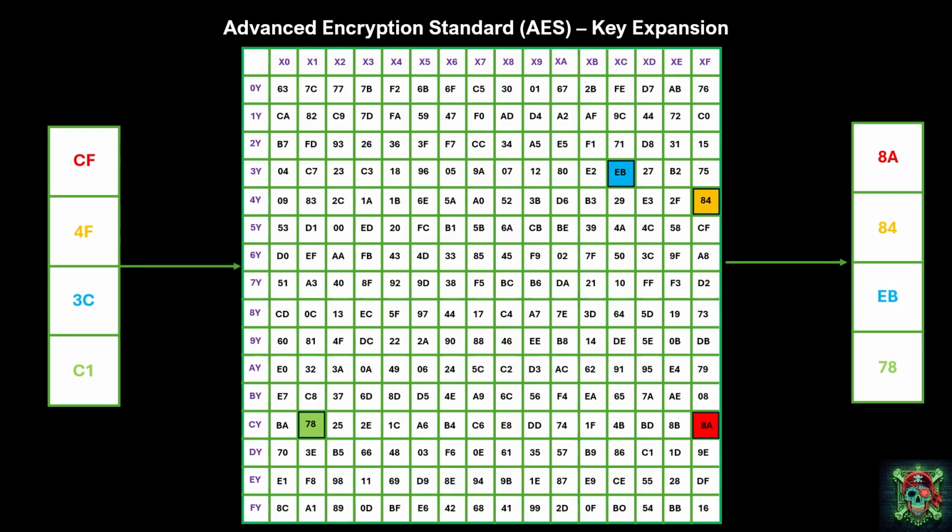Every byte is then substituted with the corresponding byte from a table known as an S-box. The first character of each hexadecimal value corresponds to the y-axis of the S-box, while the second character corresponds to the x-axis. For example, the hexadecimal value of CF corresponds to a y value of C and an x value of F. This gives us the new hexadecimal value of 8A. This process is repeated for each of the 4 bytes.